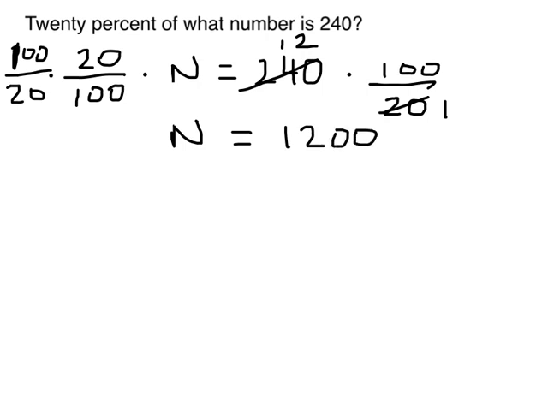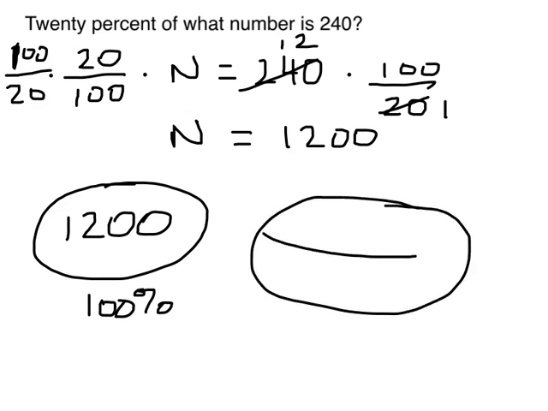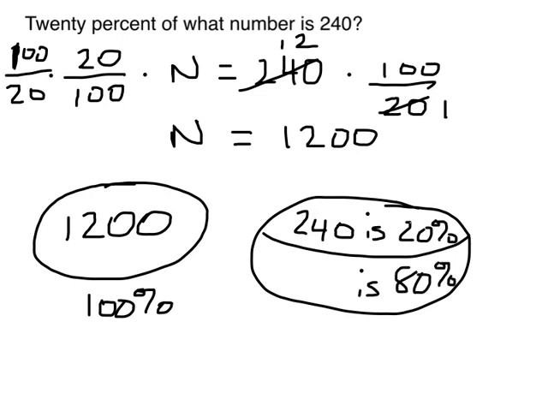Then your book tells you to draw a diagram of this problem. So that we know that at 100% the number is 1200. That's at 100%. But then we know the after is going to break that up, and 240 is 20%. And we need to find out what is the other percent. Well, 100 minus 20 is 80%. So we need to find out what number is 80% of 1200. We can do that by saying 1200 minus 240 is 960.